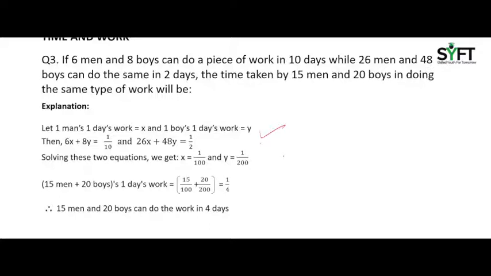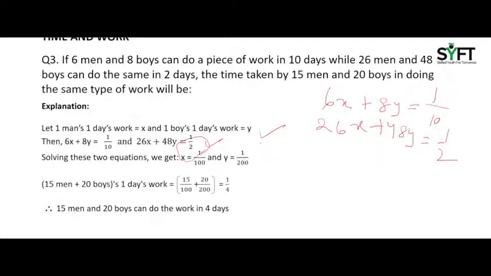And similarly, 26 men and 48 boys can do the same in 2 days, that means 26x plus 48y is equal to 1 by 2. Very clear? So we have to solve these equations. First is 6x plus 8y equal to 1 by 10, right? And 26x plus 48y is equal to 1 by 2.